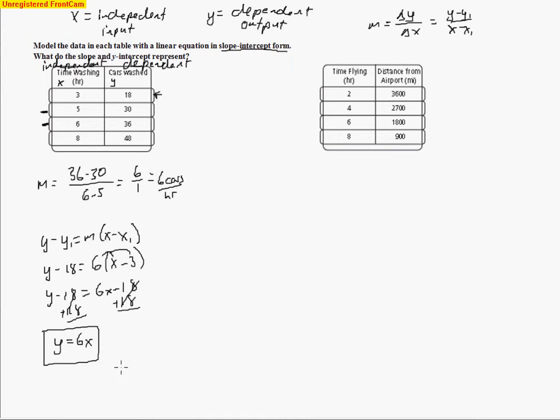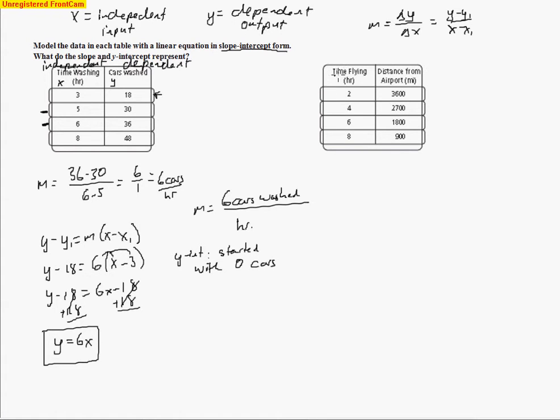So the slope again represented 6 cars washed each hour, and the y-intercept means that we started with zero cars. There were no cars already washed, and that's what that represented. So let's take a look at the next one. Time flying, distance from airport.